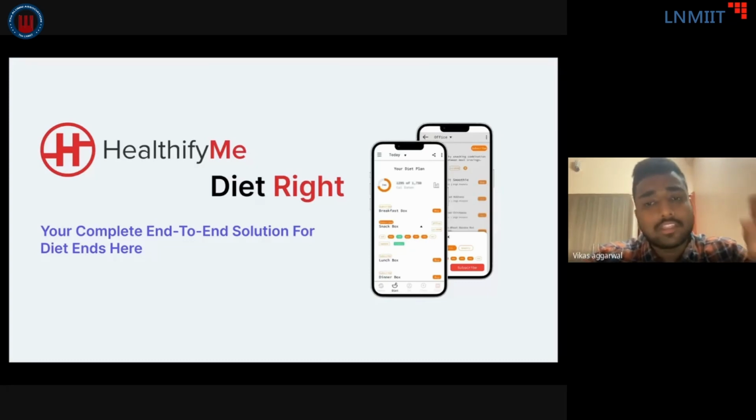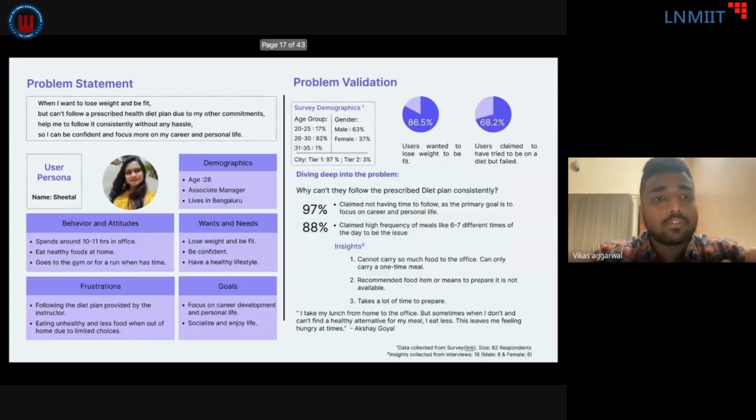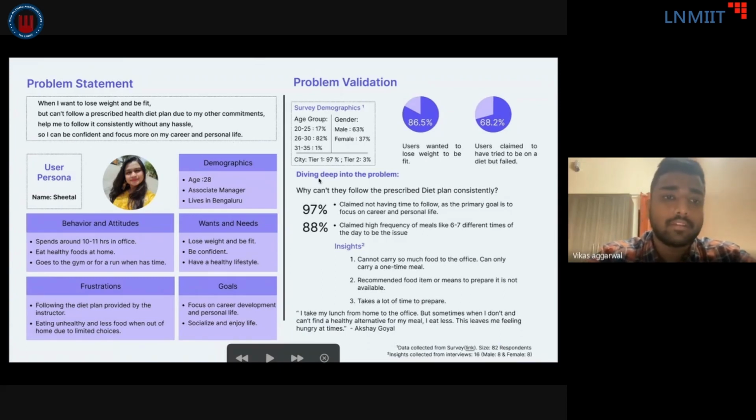What I have told you, they solve problems. Okay, so this is a problem statement. Hope everyone is able to read it. The problem statement is, when I want to lose weight and be fit but can't follow a prescribed health diet plan due to my other commitments, help me to follow it consistently without any hassle, so I can be confident and focus more on my career and personal life.